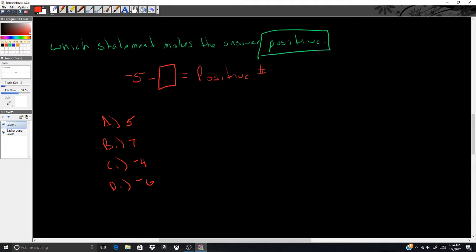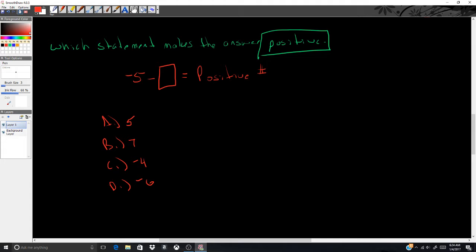So if we go through and work that out, what we have to do is we have to plug each one of these into this equation and see if the answer is positive. Now, 3 of them are going to be false. They're not going to equal positive, and one of them is going to be true. And so you have to circle the one that is. So let's go ahead and look at it.